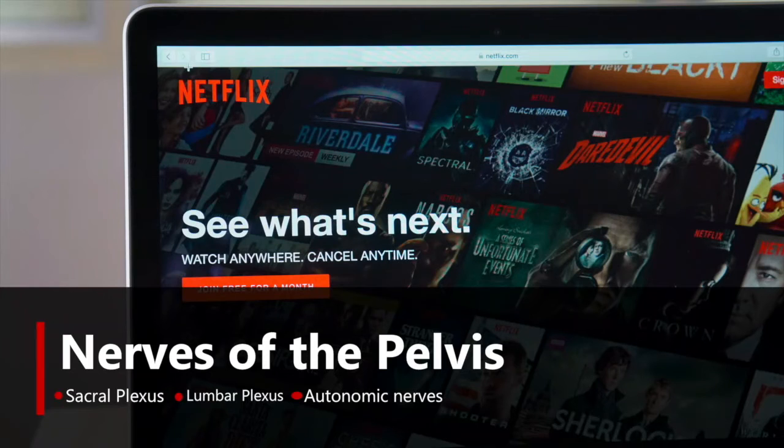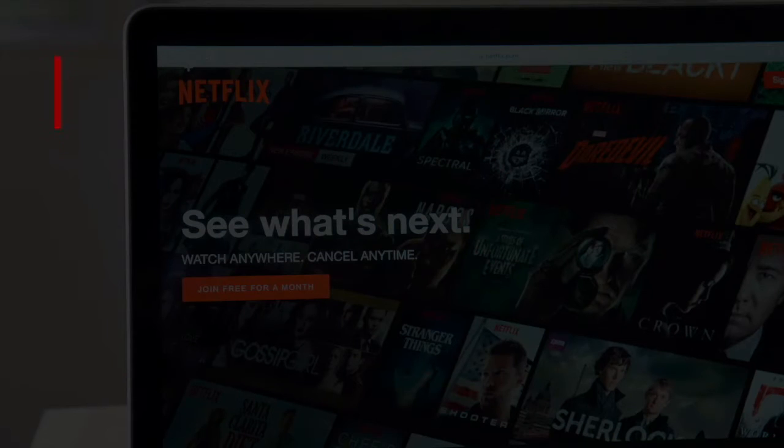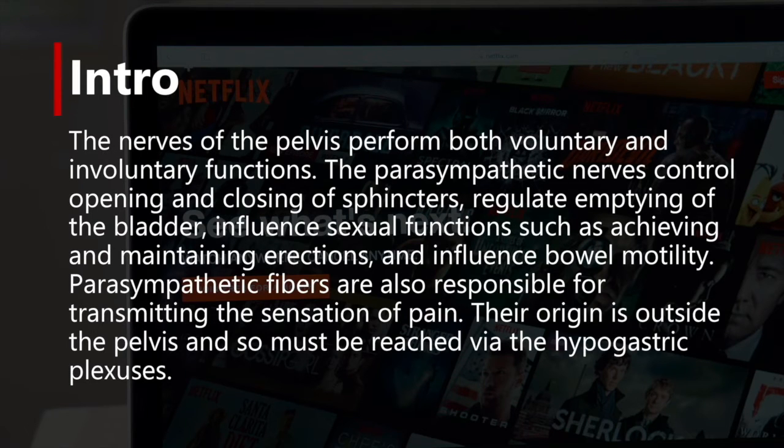Okay, and now we will be talking about the nerves of the pelvis, which include the sacral plexus, lumbar plexus, and autonomic nerves, and much more. So, an overview of the nerves of the pelvis. They perform both voluntary and involuntary functions.